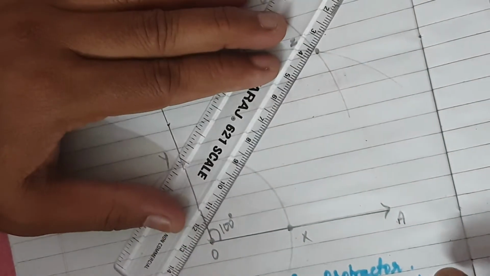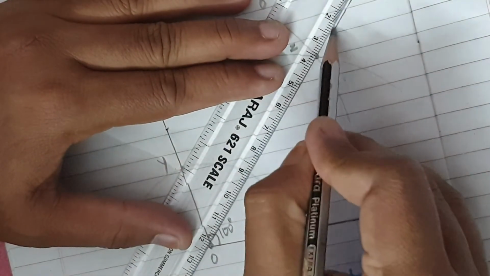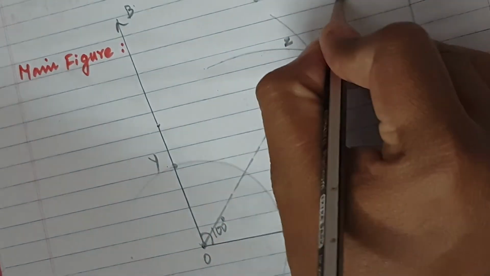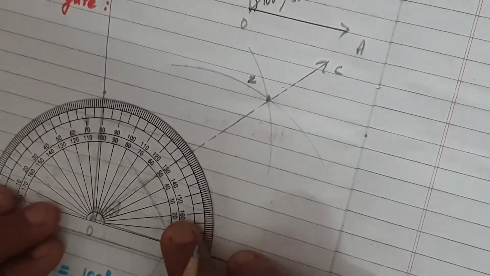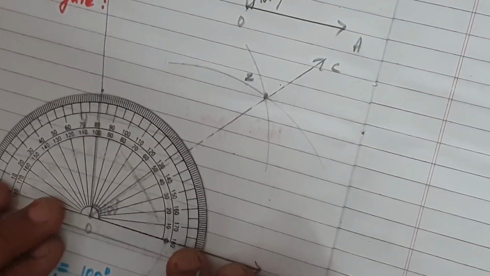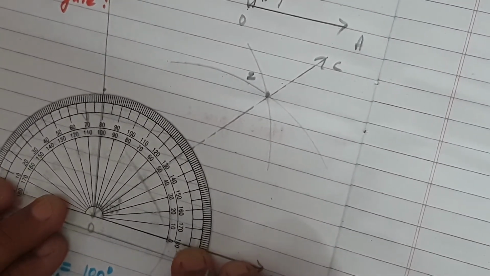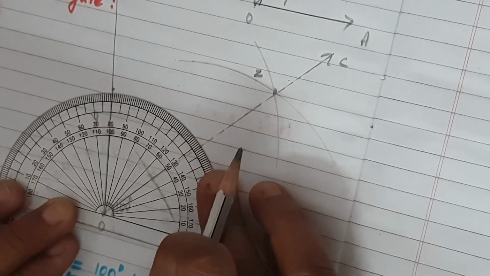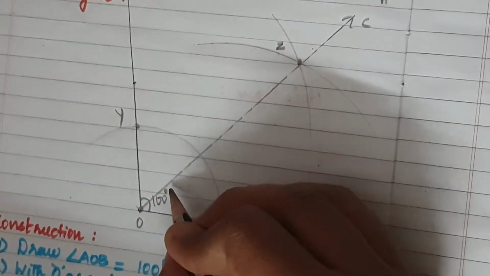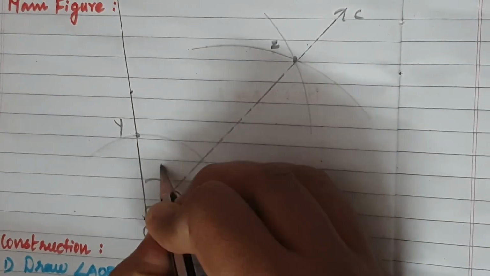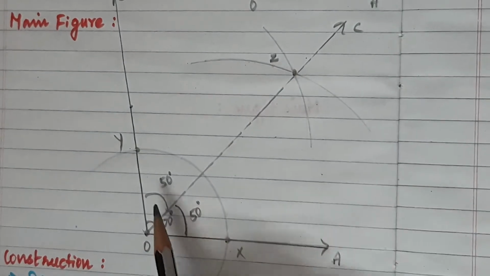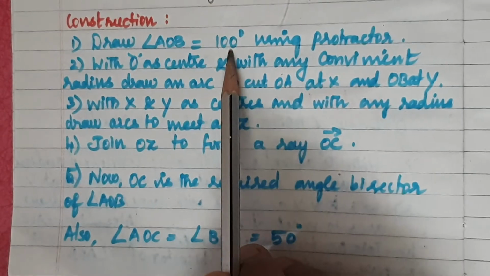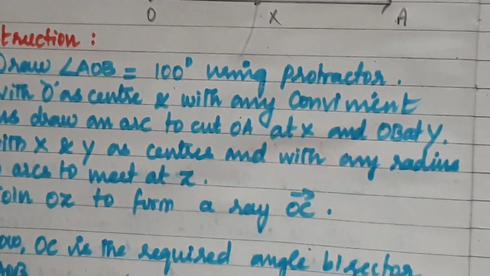Join OZ to form a ray OC. That is our answer, no? Now this should show 50. See, I'm just checking. See 50 here. See 50, 100. Correct? That's all the sum. And this is 50 and this is also 50. So keep the names correctly and angles correctly, and construction like before. The only changes: instead of 60 here 100, and instead of 30 here 50.